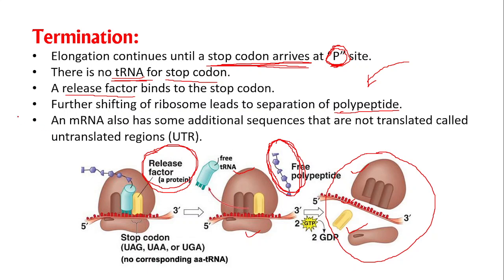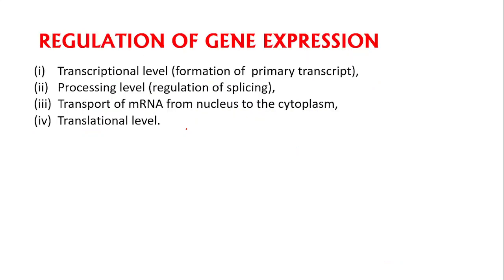And the last important point to note down here is, an mRNA also has some additional sequences that are not translated, which are called untranslated regions, or UTRs. An mRNA may also have some regions where the translation is not seen, and those regions where translation is not seen are called untranslated regions. Clear?